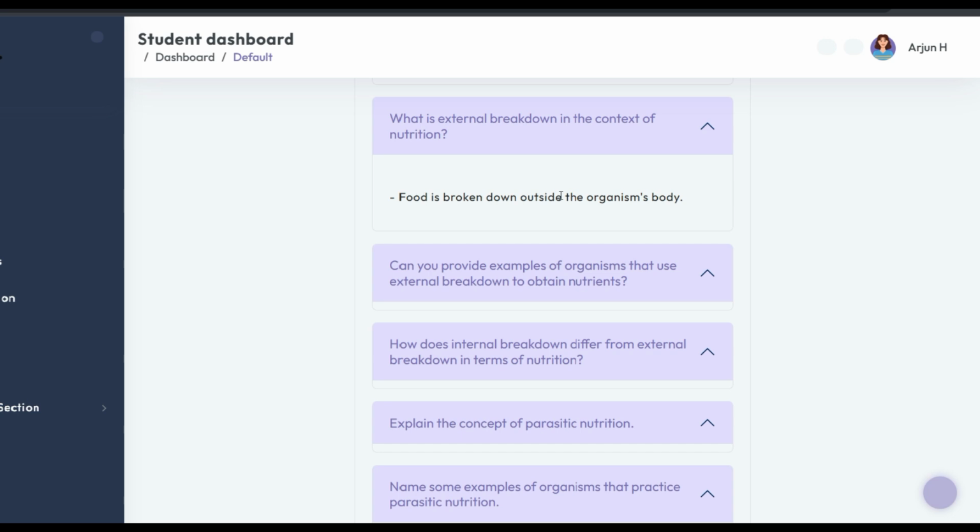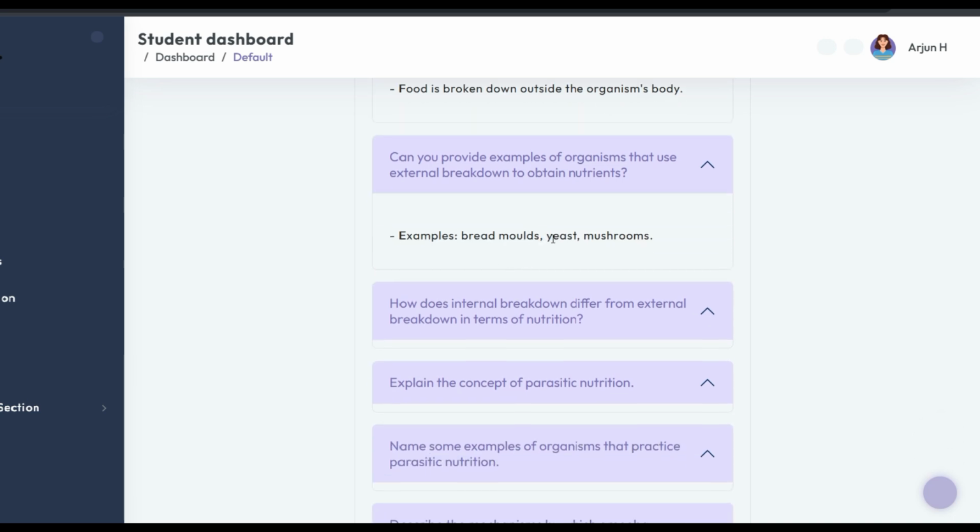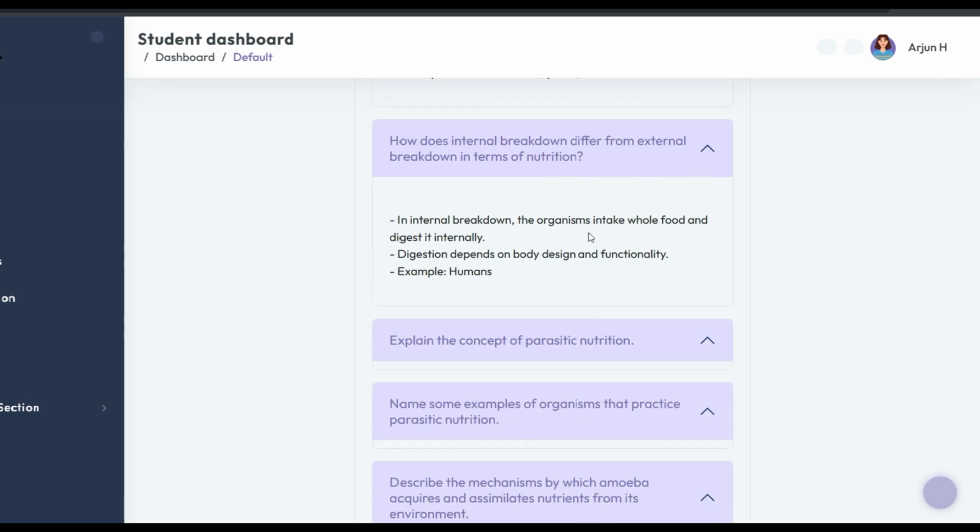So what is external breakdown in the context of nutrition? Food is broken down outside the organism's body, right? An example is your bread mold, yeast, and mushrooms. Internal breakdown is different from external breakdown. In internal breakdown, the organism takes in the whole food and the digestion happens internally. The digestion depends on the body's design and functionality.